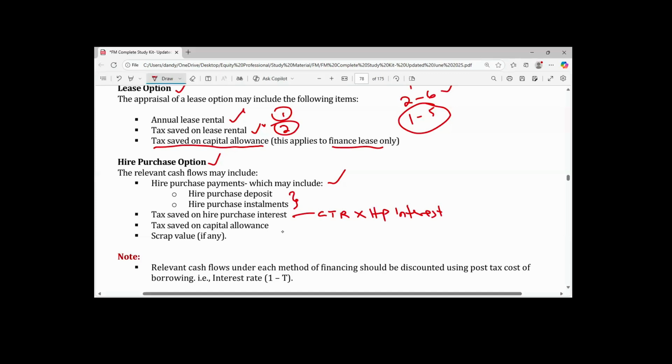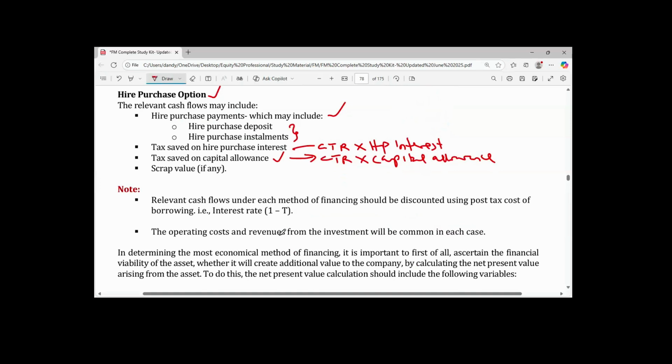Then the fourth item will be the tax saved on capital allowance. Again, you must have calculated your tax saved on capital allowance before you get to this point. But if not, to get the tax saved on capital allowance, just multiply the company tax rate on the capital allowance. That will give you the tax saved on capital allowance. We have done this under capital budgeting.